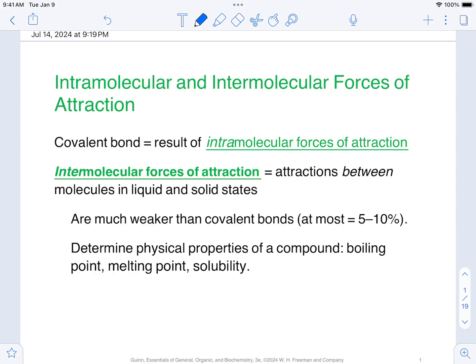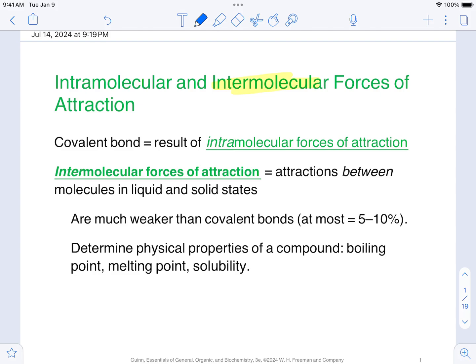This video is on intramolecular and intermolecular forces of attraction. Mostly what we're going to be talking about is intermolecular forces, but the first line here you can see a covalent bond, a bond where two nonmetals share electrons, is the result of intramolecular forces. So that's with an A.